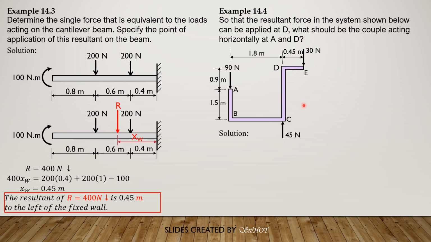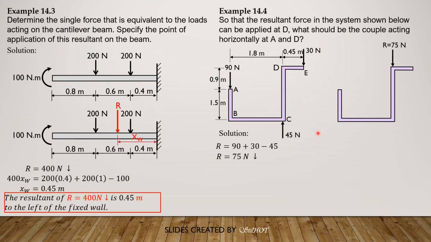So first, let's solve for the resultant. Let's consider downward as positive because the downward forces are greater than the upward force. So R is 90 plus 30 minus 45. So R is 75 newtons. Let's transmit that at D. But before that, let's compute the moment of the system about D. So moment about D is 90 times 1.8 minus 30 times 0.45. So the moment about D is 148.5 newton-meters counterclockwise.